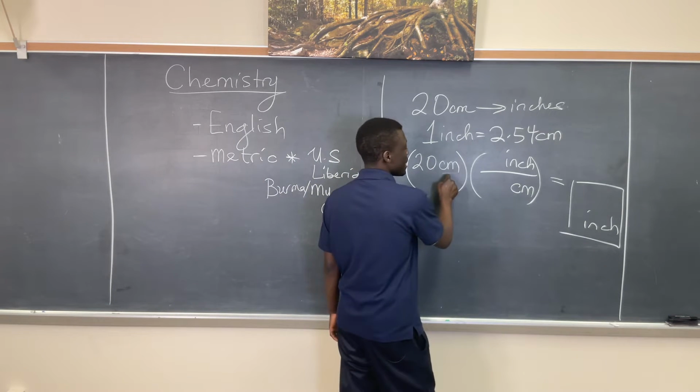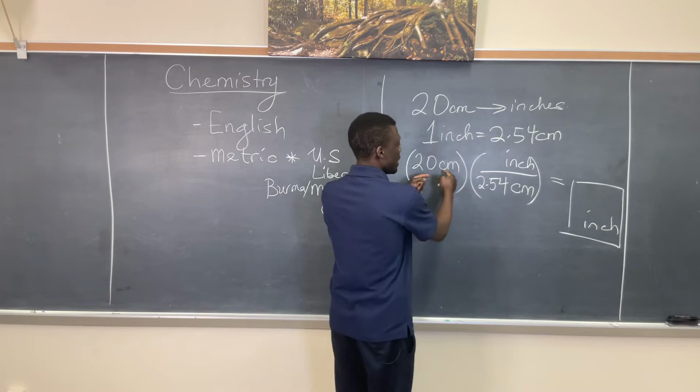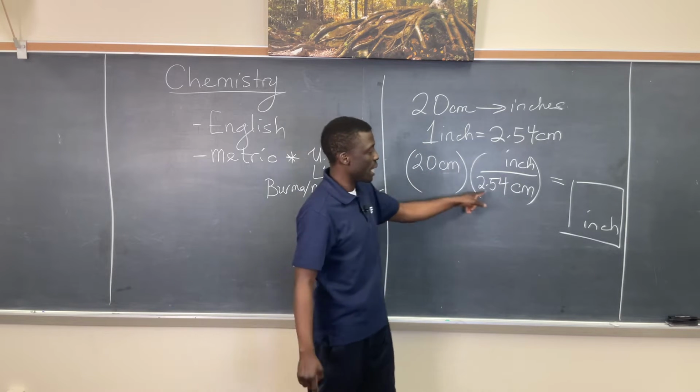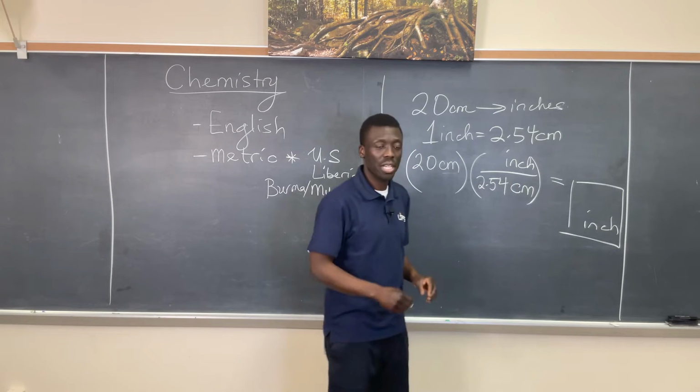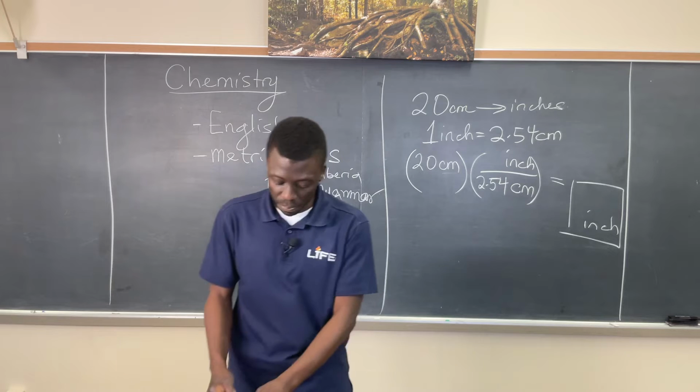So this is 20 centimeters, 2.54, and then you basically take your calculator, 20 divided by 2.54, and that will give you the answer that you need. This is one of the key examples on converting units.